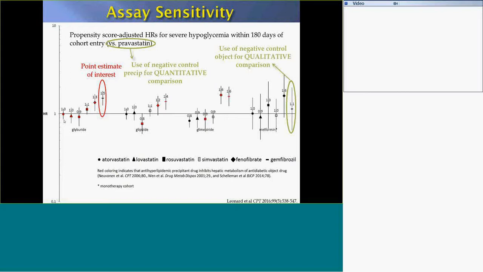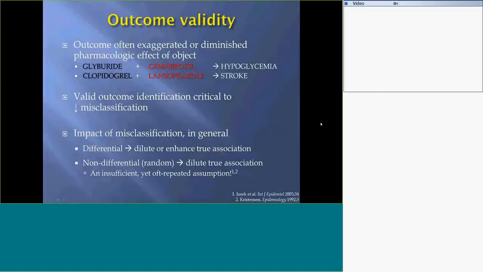But we also used a quantitative comparator, that is a negative control precipitant, such that glyburide users concomitant with atorvastatin users were compared to glyburide users concomitant with pravastatin users, because, as I mentioned before, we don't believe pravastatin utilizes, or rather inhibits, the CYP enzyme system, so we wouldn't expect an interaction. So each of these pairwise comparisons of drug-drug interaction pairs were compared to concomitant users of that object drug with pravastatin.